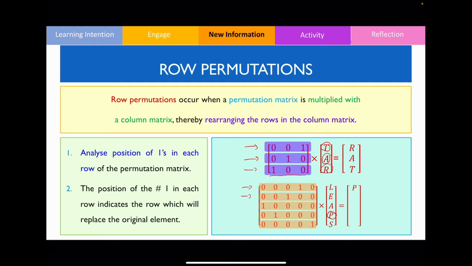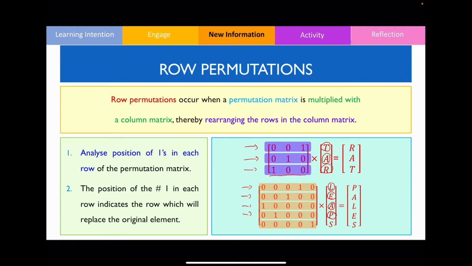In the second row, the number 1 is found in the 3rd position. So therefore, A is now shuffled and moved to the 2nd row. For the 3rd row over here, the number 1 is found in the 1st position. So therefore, L in this case moves into the 3rd row. For the 4th row, the number 1 is found in the 2nd position. So therefore, E is now moved into the 4th row, and therefore the last one is going to be S. So therefore, the new word spelled is going to be pails.